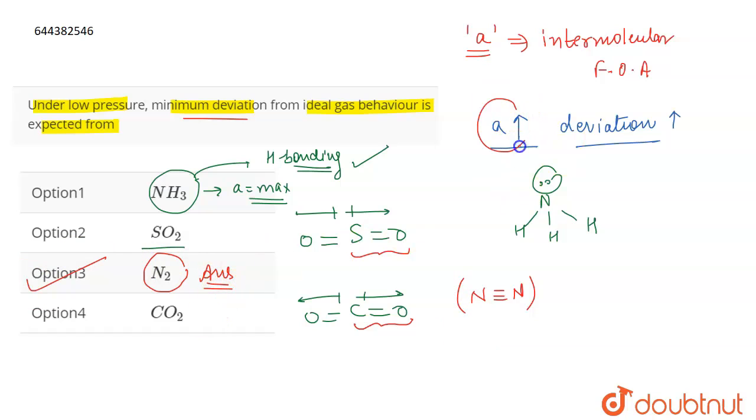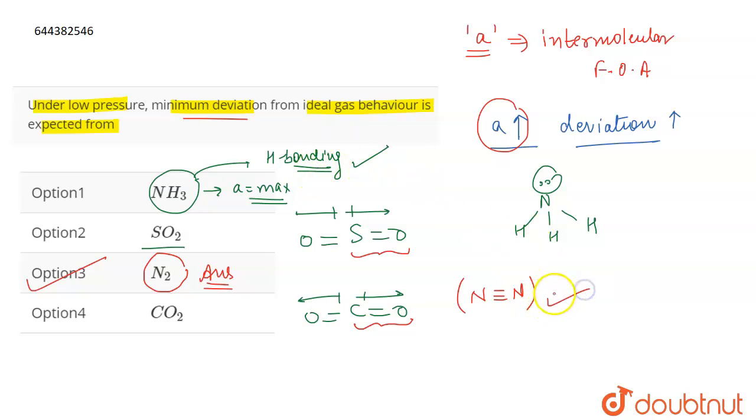So this value of A depends upon the forces of attraction, the van der Waals forces of attraction, which in turn depends upon the size, which in turn depends upon the attractive forces between the molecules, right? How strong and how weak they are.